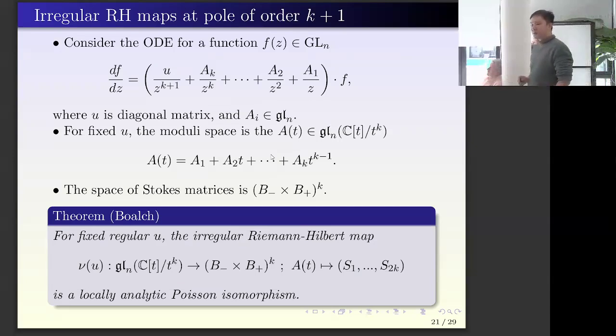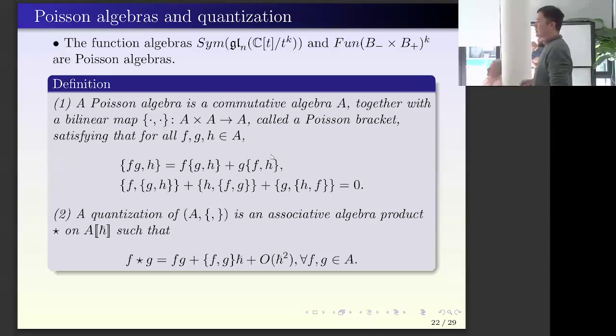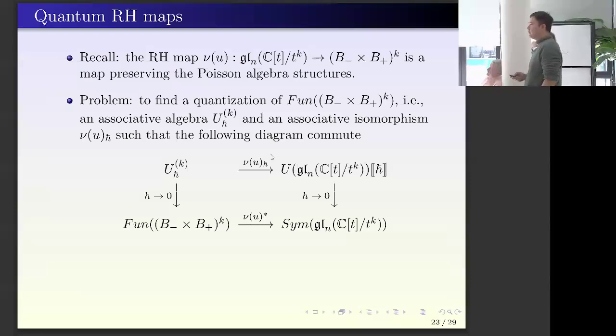And my goal is to quantize this Riemann-Hilbert map. Since this map is a Poisson isomorphism, my goal is to find a quantization of these two Poisson varieties, find the two associative algebras, and then an isomorphism between these two associative algebras that quantizes this map. Here I recall what the Poisson algebras are and what the quantization is.